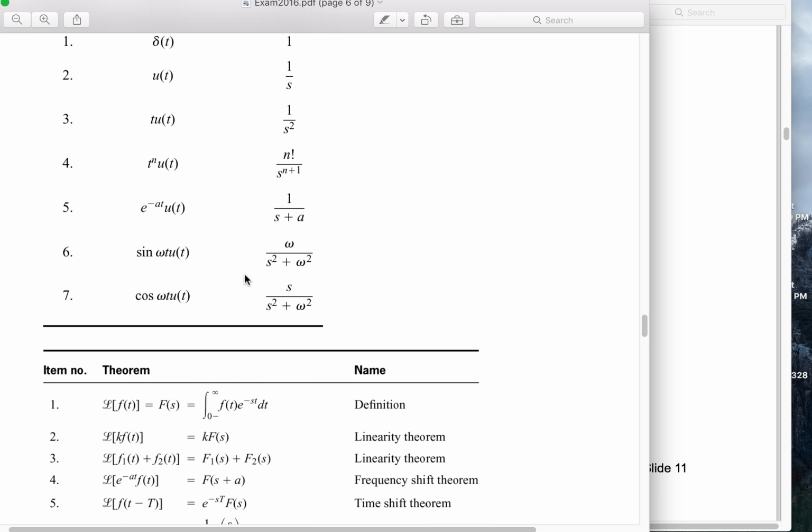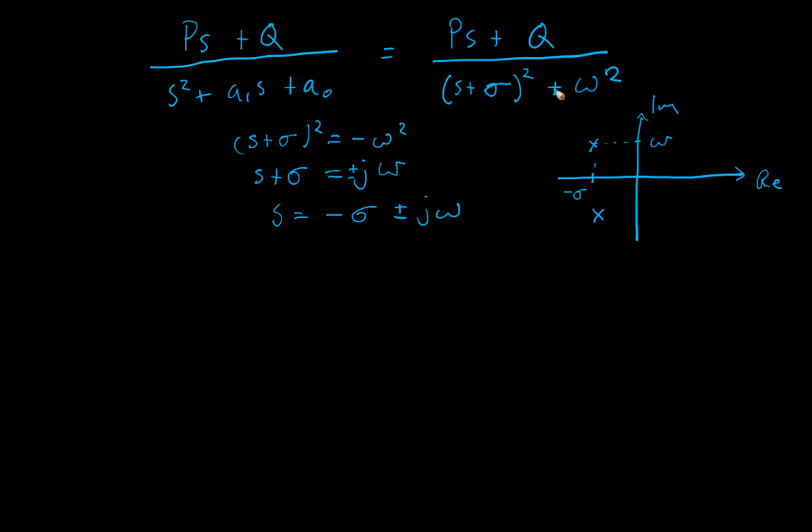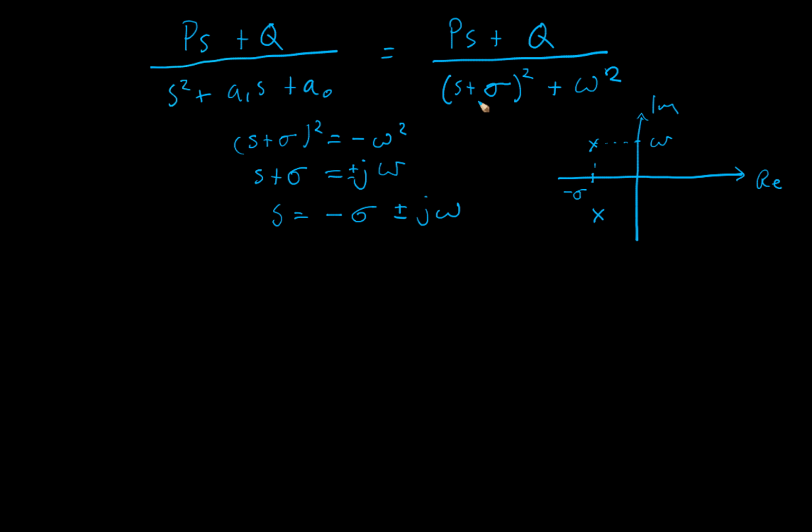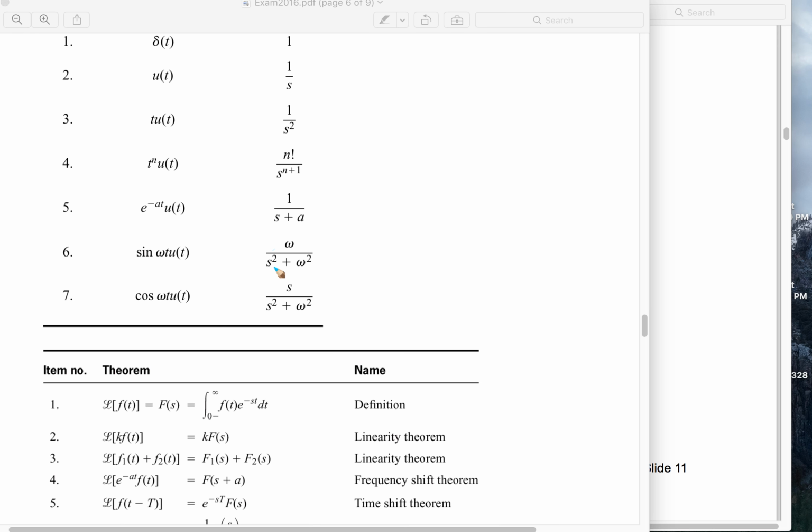But that's not exactly the form that we see, right? We have here not s squared plus omega squared, but (s plus sigma) all squared plus omega squared, right? So this form here is not exactly the same as this form or this form. But if we see something like s plus sigma in brackets and then all squared, and we wish we just had s there, we can look at the frequency shift theorem, and that actually tells us how to transform such things.